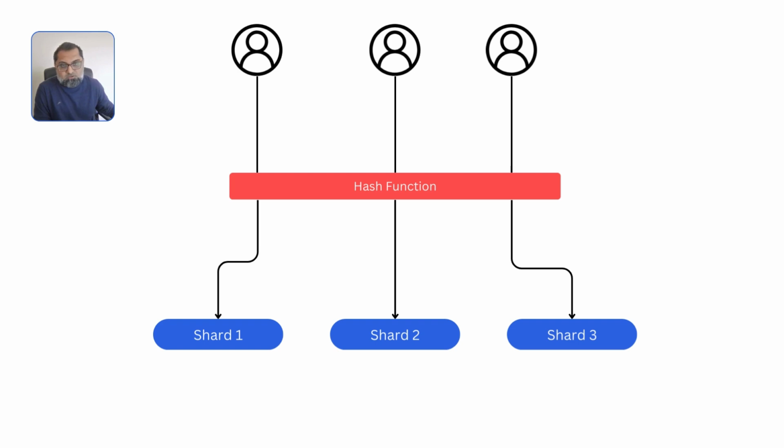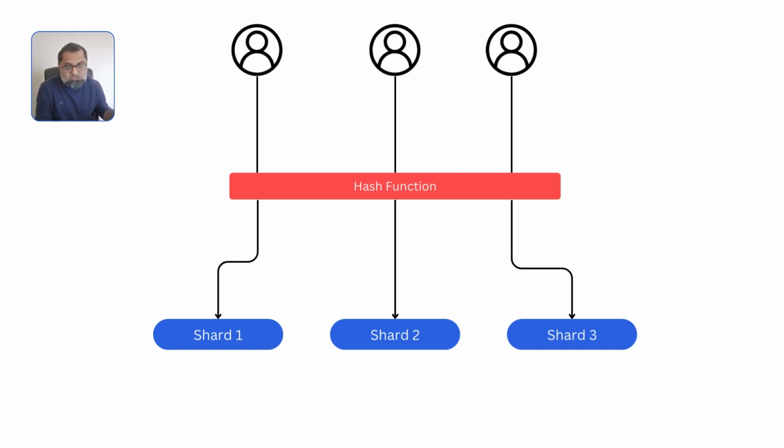But even with a good shard key, hotspots can still form over time as some shards grow faster than others. When that happens, you need to rebalance the shards. Rebalancing means splitting a large shard into smaller pieces or moving data to other shards to even things out. It's like rearranging a crowded library room so that no one section gets overloaded.